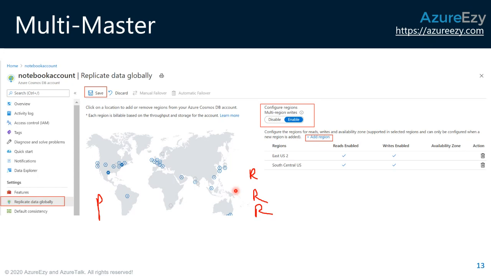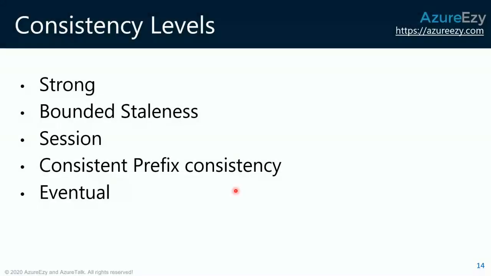Cosmos provides you 5 levels of consistency that you can choose from as per the need of your application. So these 5 levels of consistency are strong consistency, bounded staleness consistency, session, consistent prefix, and eventual.